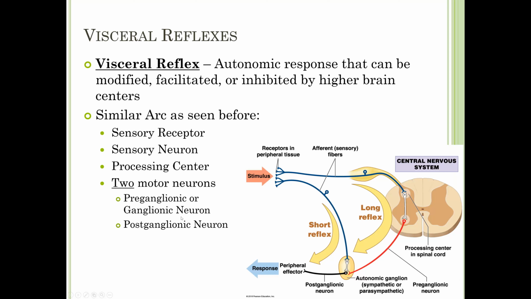So this is one of the biggest differences between this type of reflex and the type you covered before. And then the same as before, you have a response by a peripheral effector, whereas the reflexes we looked at with the spinal column were skeletal muscle effectors. These will be cardiac muscle, smooth muscle, or glands.